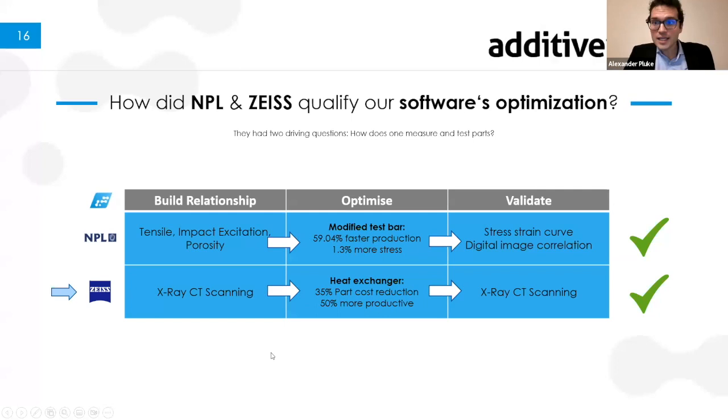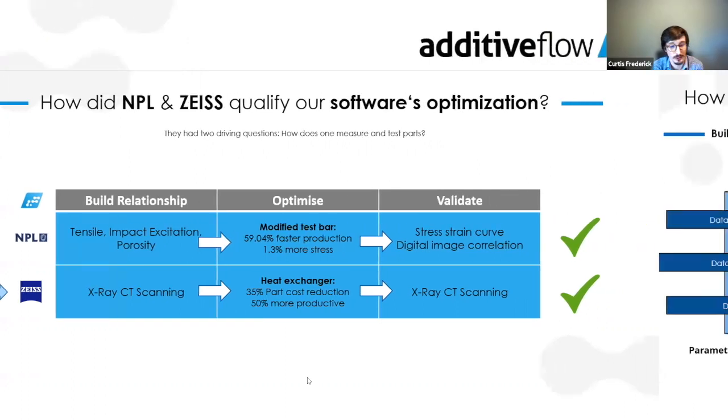So now we're over to Zeiss. So we'll have the same story. We'll go through how the relationship was first built, what was happening in the optimization, and then the validation. Over to you, Curtis.